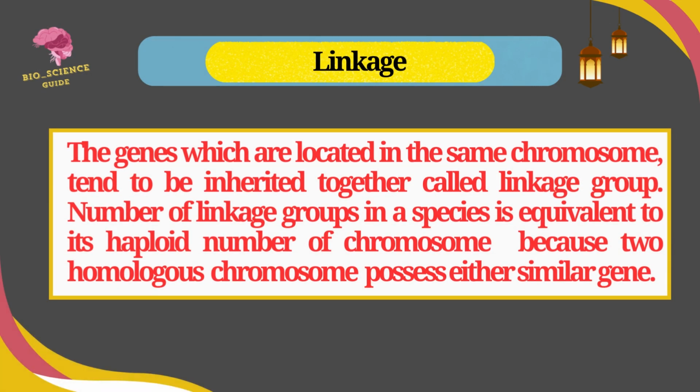The genes which are located in the same chromosome and tend to be inherited together are called a linkage group. The number of linkage groups in a species is equivalent to its haploid number of chromosomes because two homologous chromosomes possess similar genes.